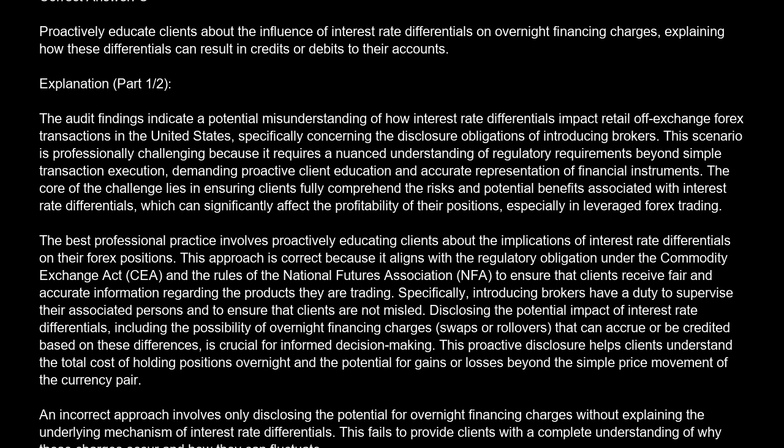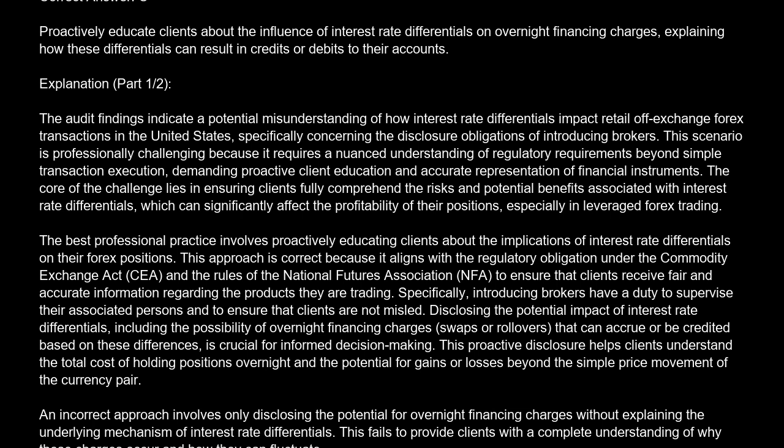Explanation. The audit findings indicate a potential misunderstanding of how interest rate differentials impact retail off-exchange Forex transactions in the United States, specifically concerning the disclosure obligations of introducing brokers. This scenario is professionally challenging because it requires a nuanced understanding of regulatory requirements beyond simple transaction execution, demanding proactive client education and accurate representation of financial instruments. The core of the challenge lies in ensuring clients fully comprehend the risks and potential benefits associated with interest rate differentials, which can significantly affect the profitability of their positions, especially in leveraged Forex trading.